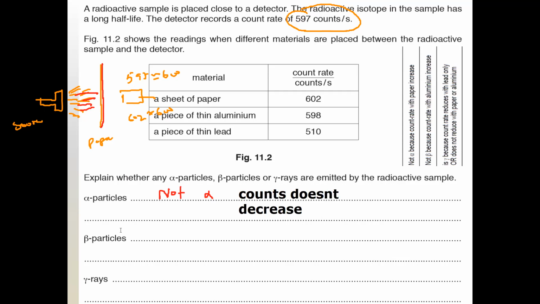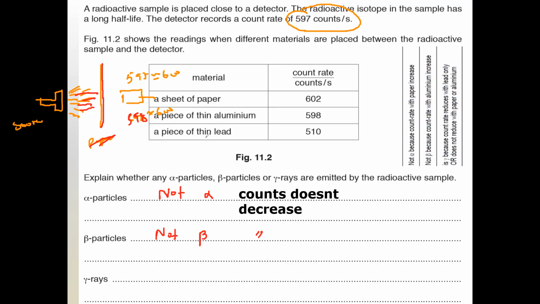Then for a beta, it was 597. It will become 598 when we place aluminum. Aluminum can stop both alpha and beta, but again, the count does not change. It is 598. So it means it is not beta, because if it was beta, then the count should decrease, but here the count does not decrease.